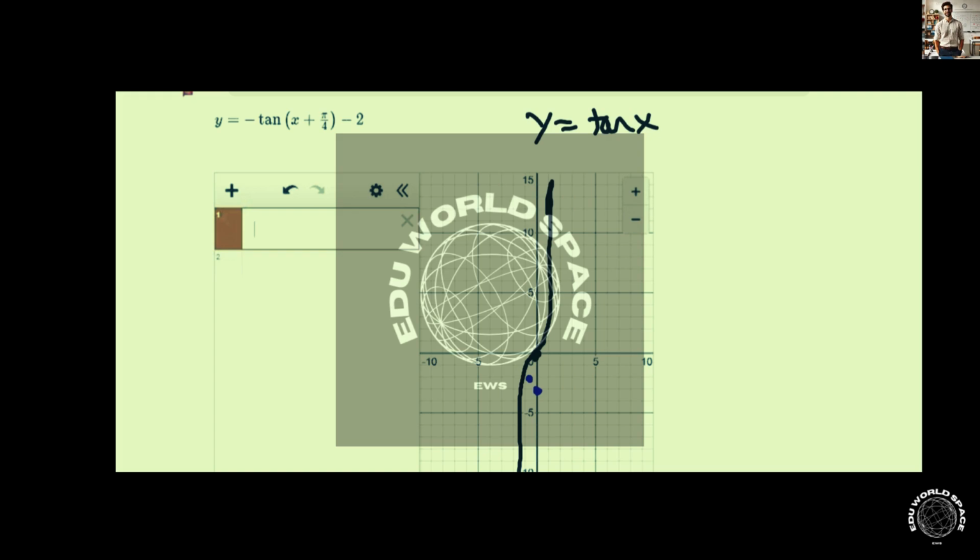And then the point (negative pi over 4, -1) will get flipped over to (negative pi over 4, +1), shifted to the left pi over 4, and then down 2. So it's going to hug really close to the axis. Everything's shifted just a little bit over.